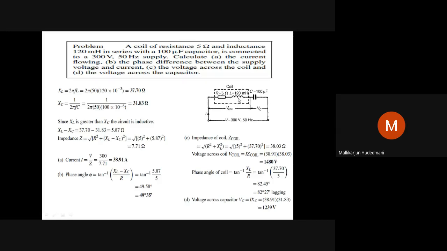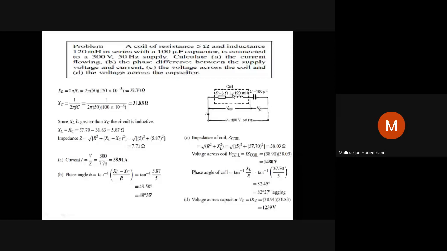Then what will I be doing? Inverse tan of XL by R. You can see here, inverse tan of XL by R is nothing but the phase angle of the inductive coil alone. When I use XC, that becomes the phase angle of the entire circuit. This is the distinction. Therefore, tan inverse of XL by R gives me 82.45.